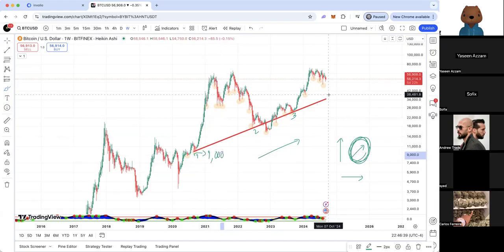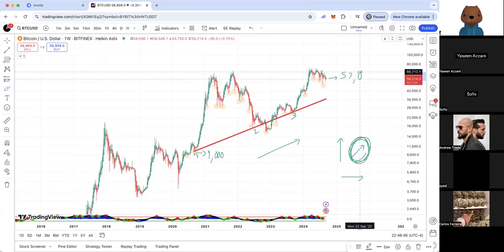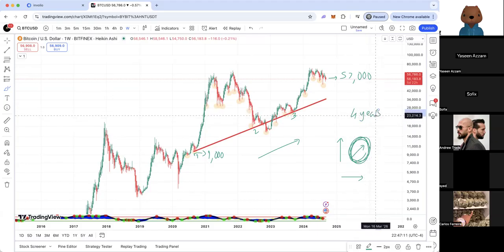And the price today sits at 57,000. Cool. What does that tell us? That tells us that the trend is over the last 4 years, right? Bitcoin price has increased by 48,000. Damn. What does that mean? That means that 4 years, right? And then you have 48,000.